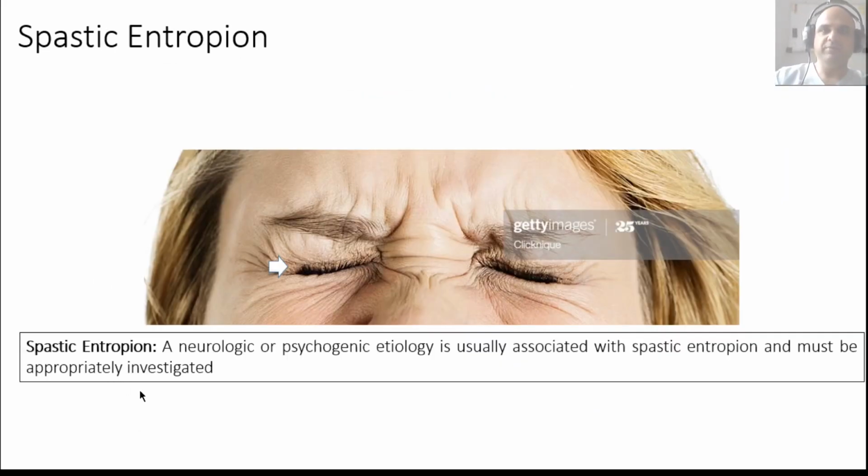This is spastic entropion. Believe you me, I could not find a picture of spastic entropion in any one of the medical resources, so I had to use a Getty image. Spastic entropion is usually neurogenic or psychogenic in its etiology. If it's psychogenic, you need to be very careful and appropriately evaluate your patients, because psychogenic spastic entropion patients are usually young males and females who have gone through some physical abuse or mental abuse, and this is their means of escape from the abuse, and they are simply trying to use this as a call for help.